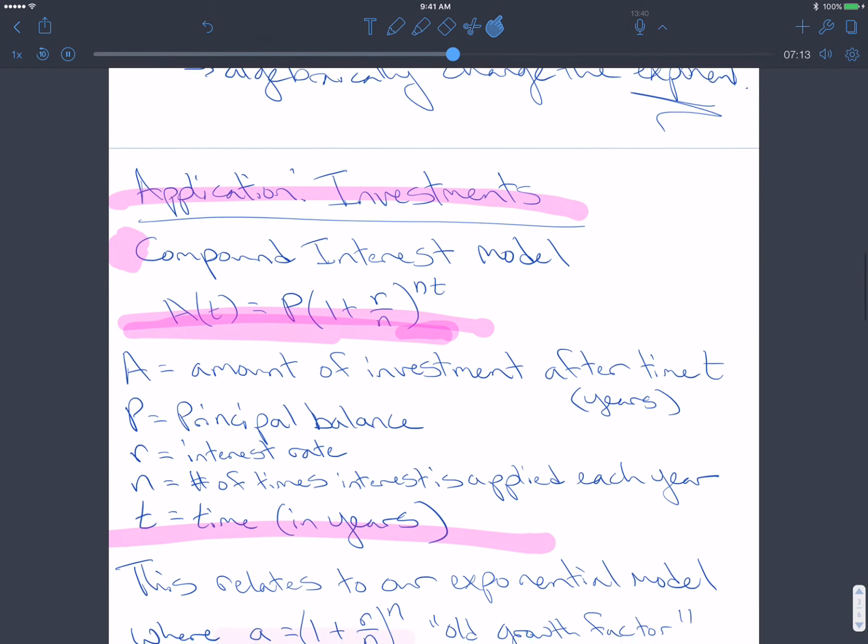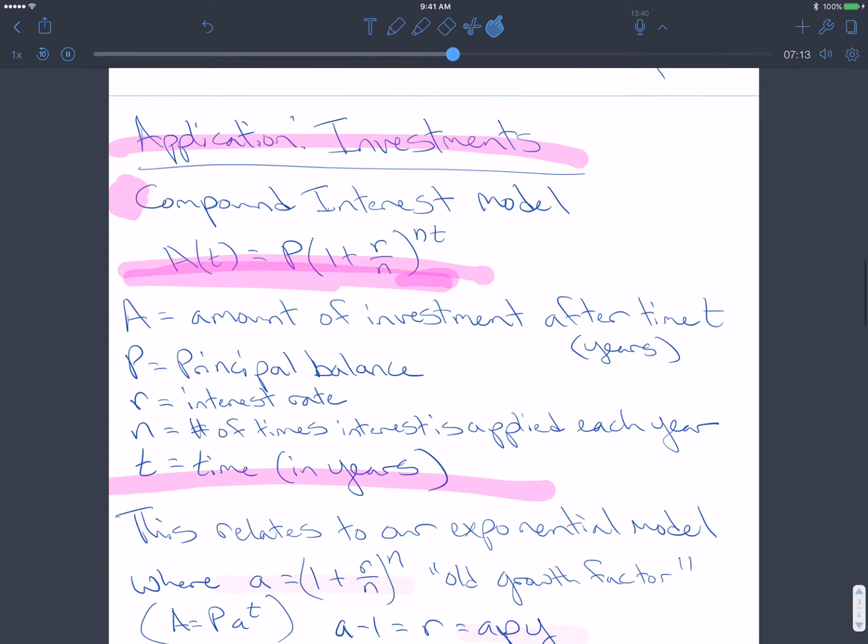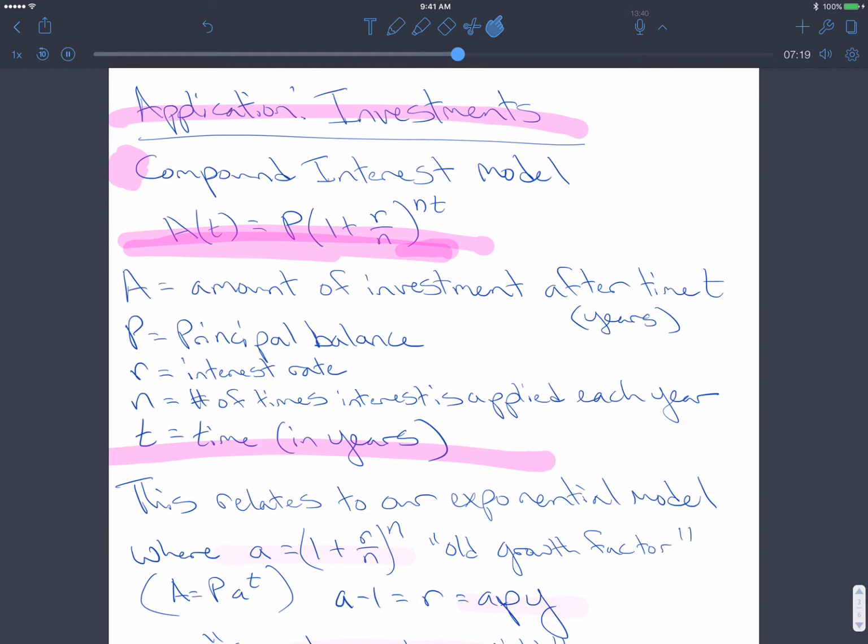This relates back to our exponential model from before, because we have a growth factor just like we did before, and a being raised to the power, in this case t instead of x, but again for time. a is that 1 plus r over n raised to the nth power. It looks just like that c a to the x, it's just c has been replaced with P and x has been replaced with t. That's it. So this is a lot like the growth factor from before, and A equals P times a to the t is what it would look like.